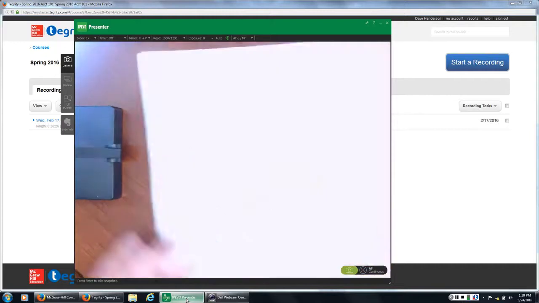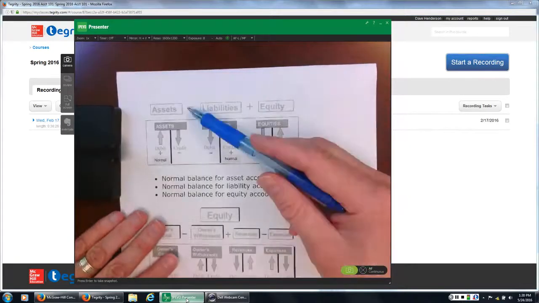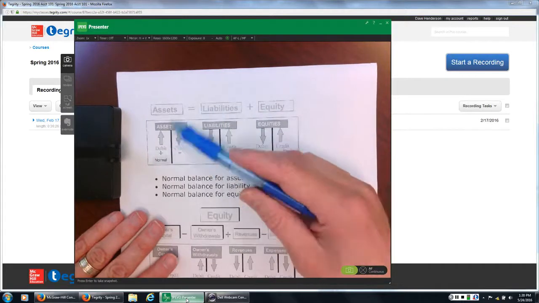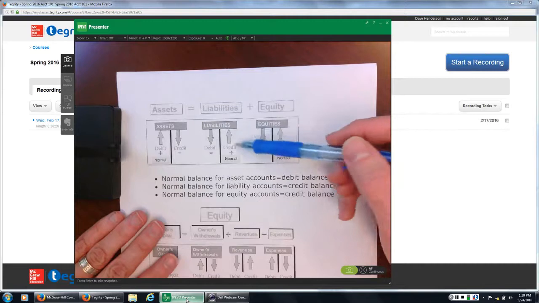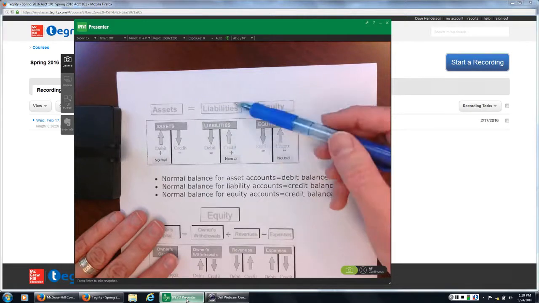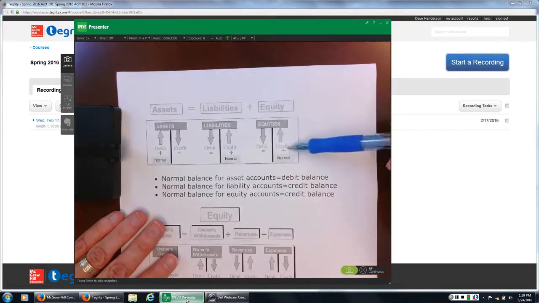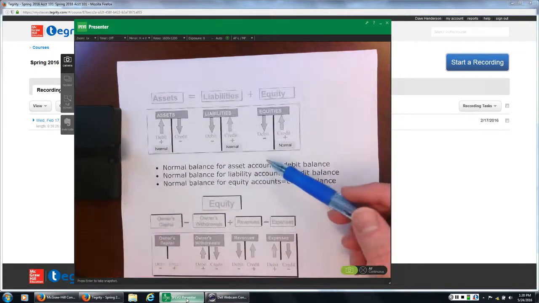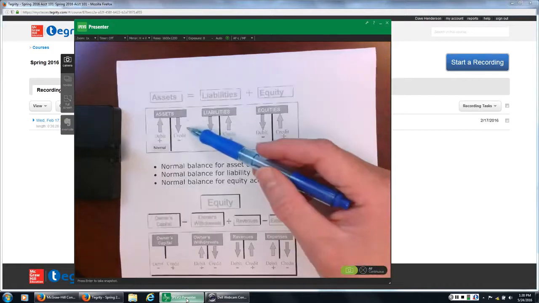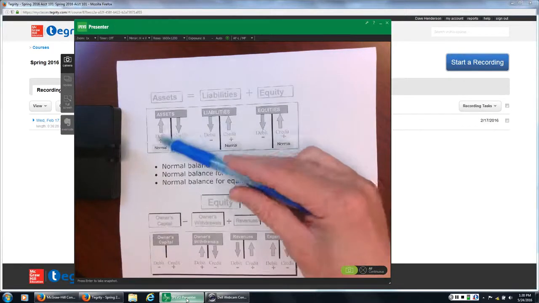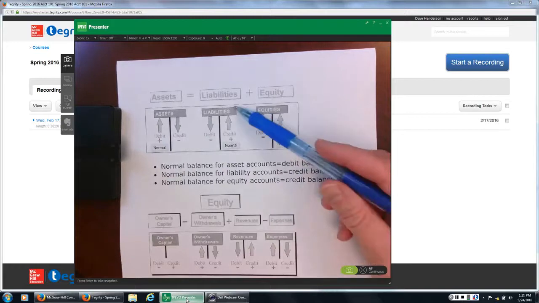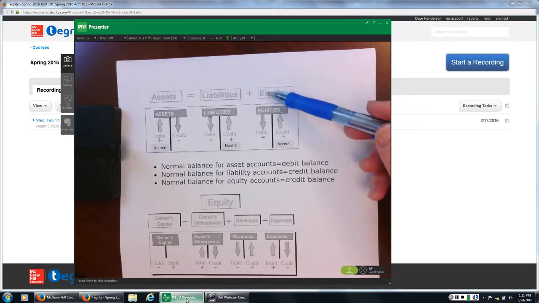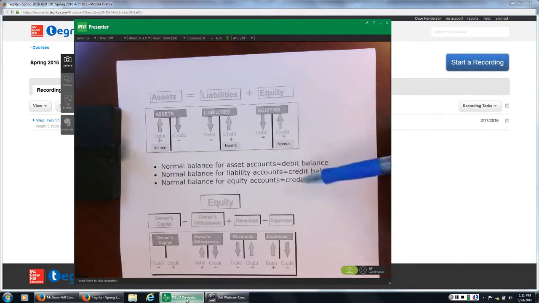So if we look over here, this diagram gives some more detail, similar to the diagram that I just talked about. With our assets, debits increase assets, credits decrease. With liabilities, credits increase liabilities, debits decrease liabilities. Credits increase equity, debits decrease equity. So we look at our asset accounts and ask, what should we normally have with an asset account? It should normally be a debit. The normal balance for accounts payable is a credit balance, and the normal balance for owner's capital, which is an equity account, is a credit balance.